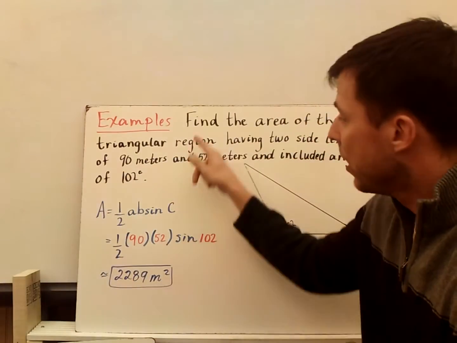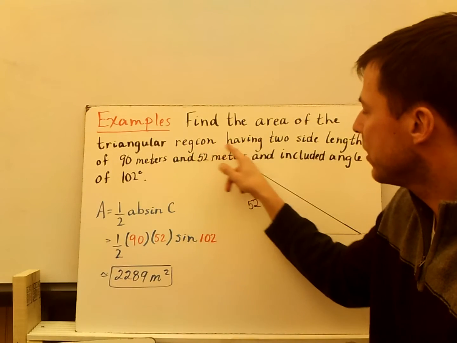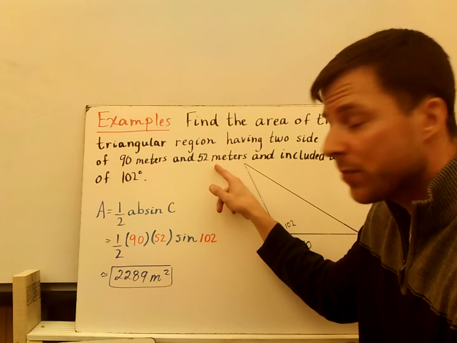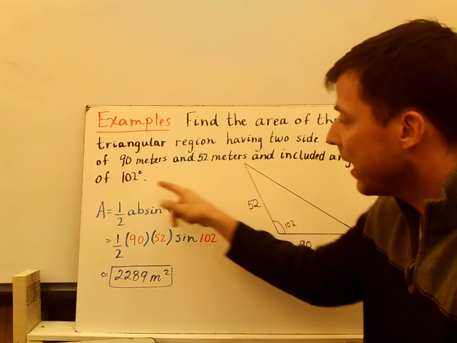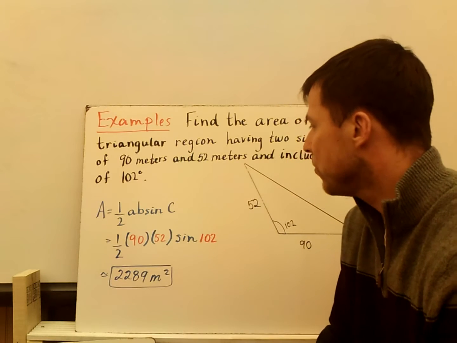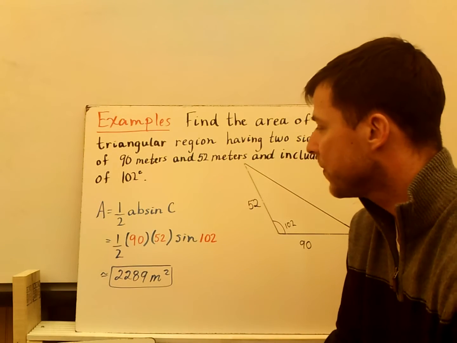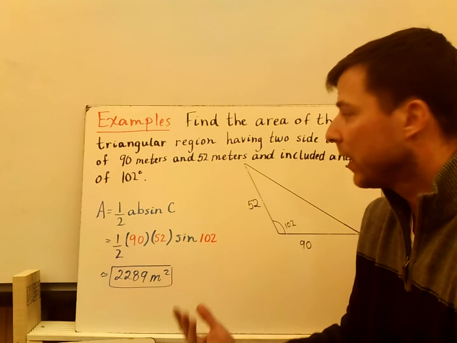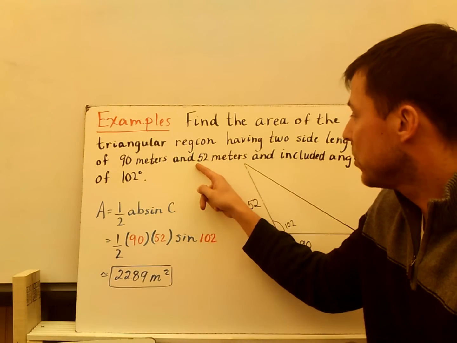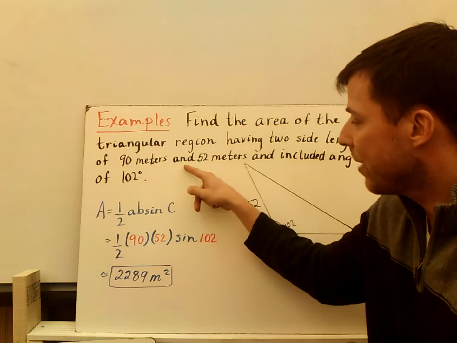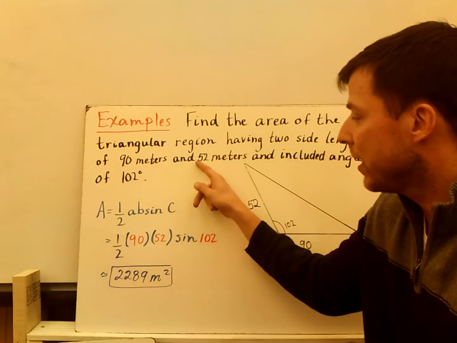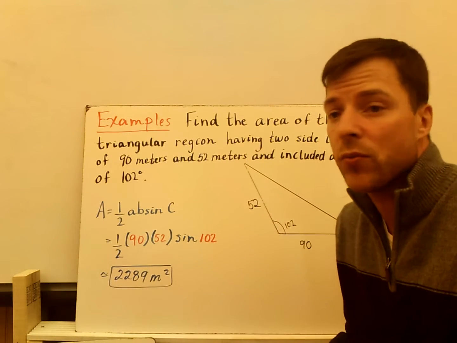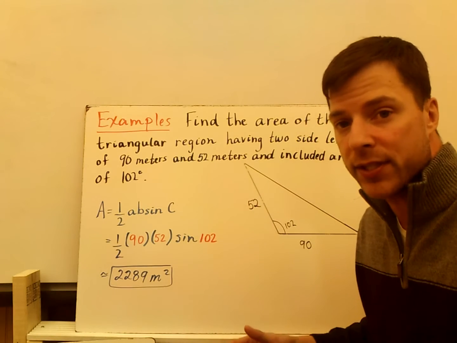Okay, so first, find the area of the triangular region having two side lengths of 90 meters and 52 meters respectively, and the included angle of 102 degrees. Okay, so I just chose A equals 1/2 ab sine of C. I let a equal 90 meters and let b equal 52 meters, and then I called this angle C. They didn't give me any specific names, so I just chose what I wanted to be. I could have used any of the three formulas, didn't matter.